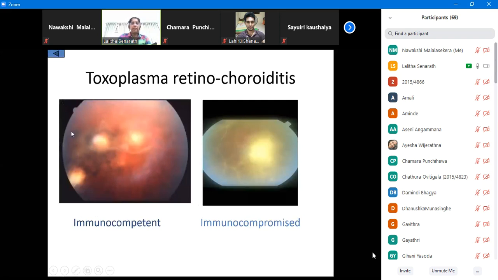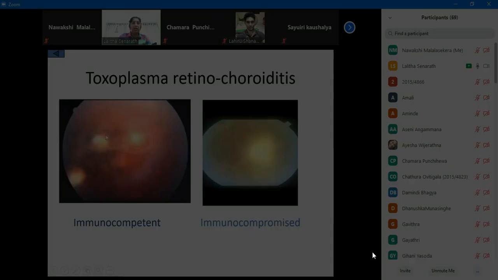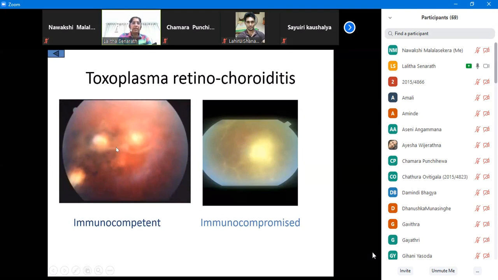This is the commonest feature. This is an old toxoplasmosis scar, and it can get reactivated. This black scar is a punched-out scar, but when it's reactivated, it's like a headlight in the fog. There are vitreous cells in front of the inflammatory lesion, and you can't see the lesion properly. It's a headlight in the fog. This is the same. In an immunocompromised patient, they may get a severe reaction, and you can see there is some vasculitis.